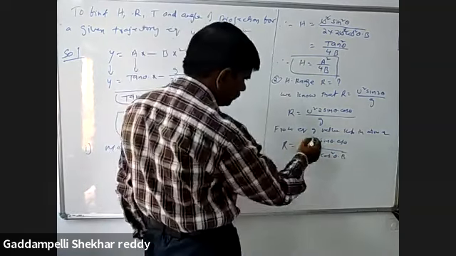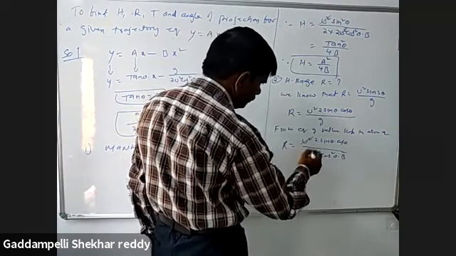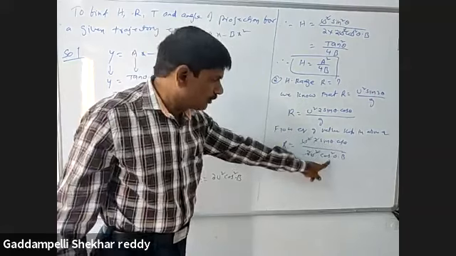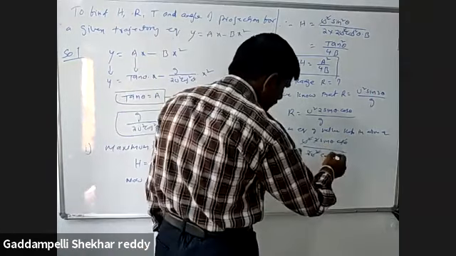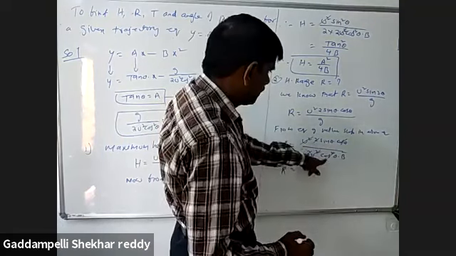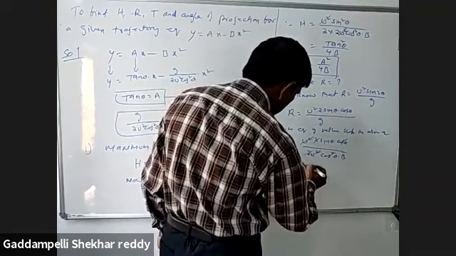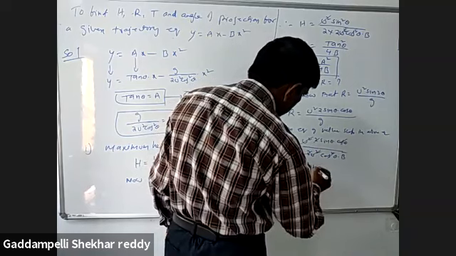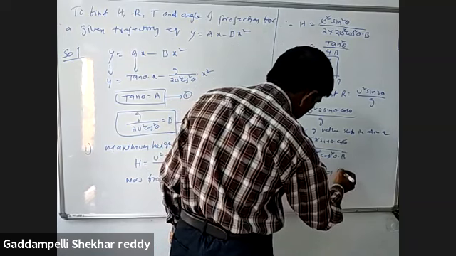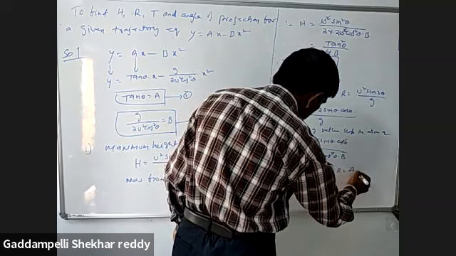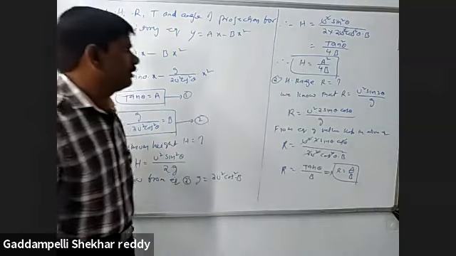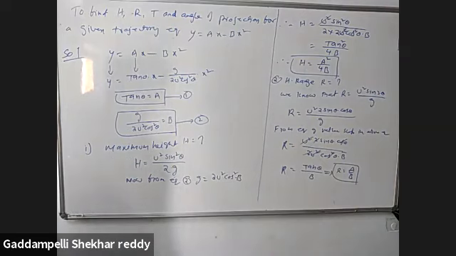So u square gets cancelled and 2 gets cancelled. In the numerator cos theta, in the denominator cos square theta, so the cos theta cancels. Remaining is sin by cos, which is tan theta, and remaining is b. So therefore R is equal to a by b.